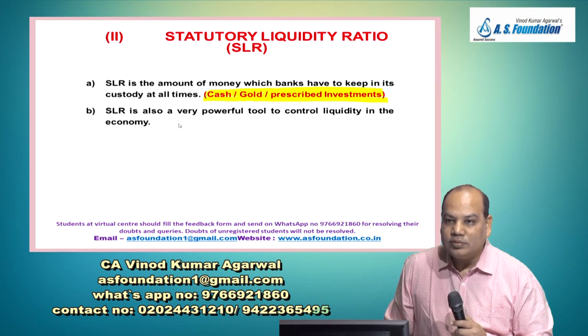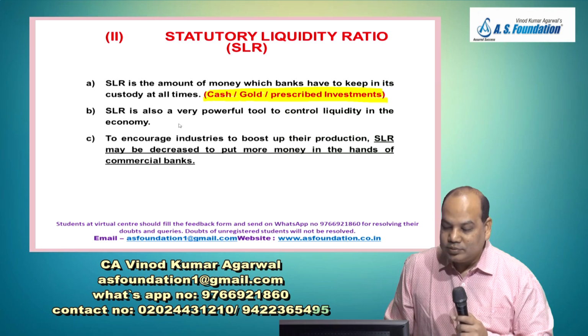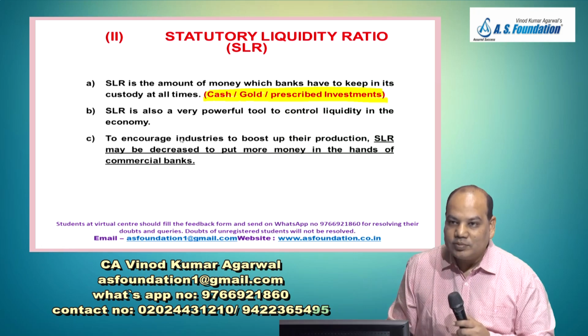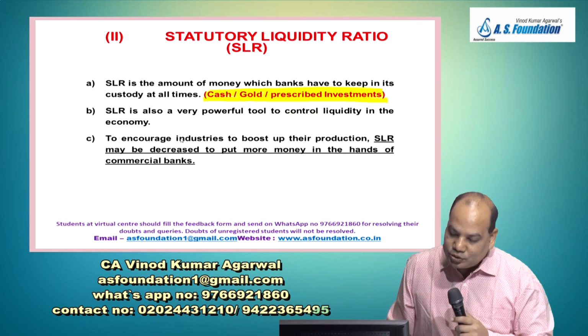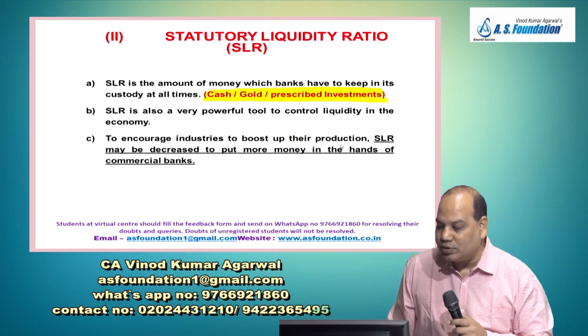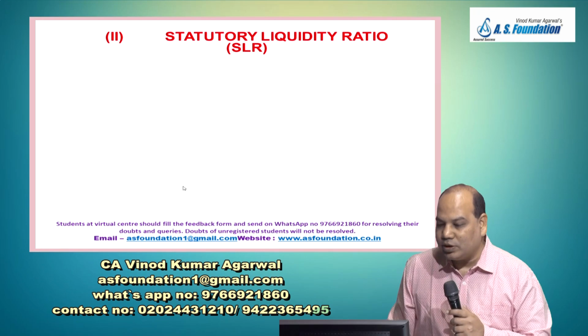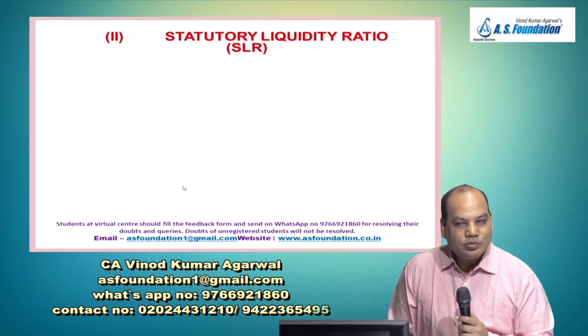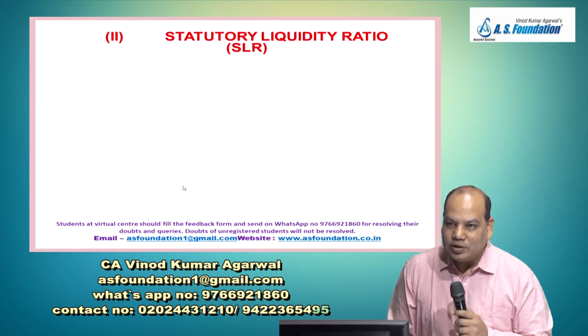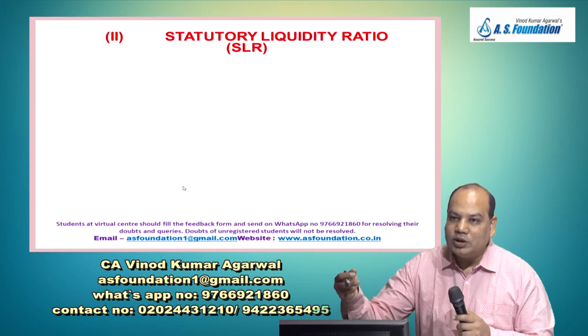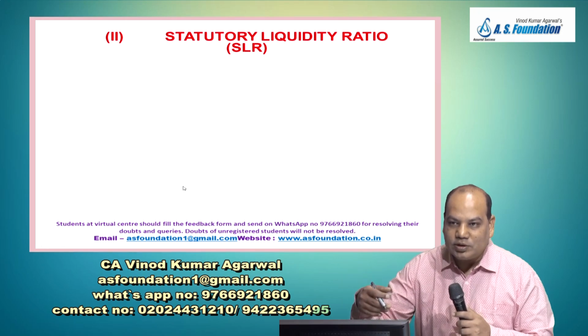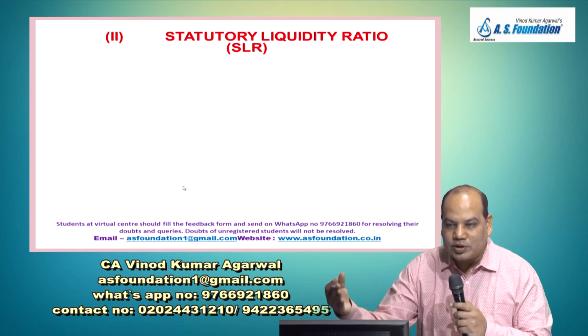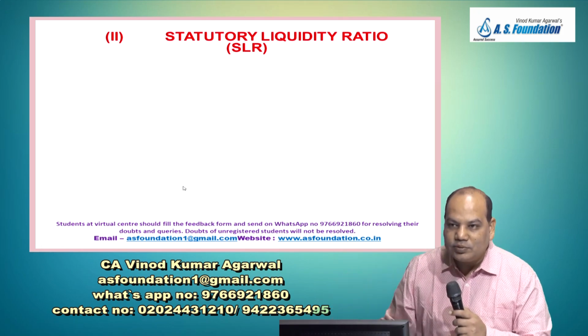Because if you increase the SLR, banks' lending power will decrease. If you decrease the SLR, banks' lending power will increase. To encourage industries to boost up their production, SLR may be decreased to put more money in the hands of commercial banks. It's like CRR as far as money supply is concerned. Higher SLR, money supply will reduce. Lower SLR, money supply will increase. But SLR is kept with the bank itself in the liquid assets, which we have mentioned, cash, gold or prescribed investment. CRR is maintained with RBI.